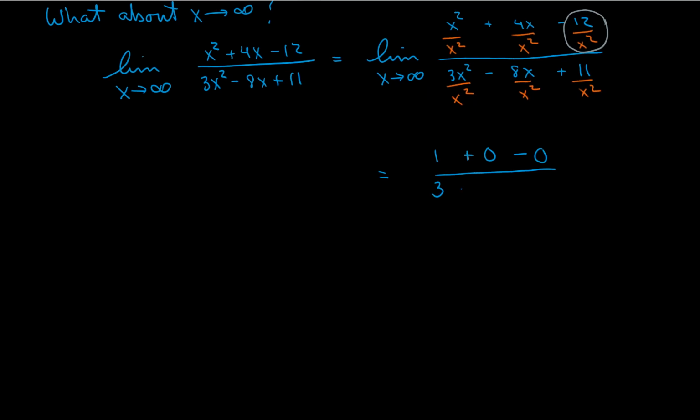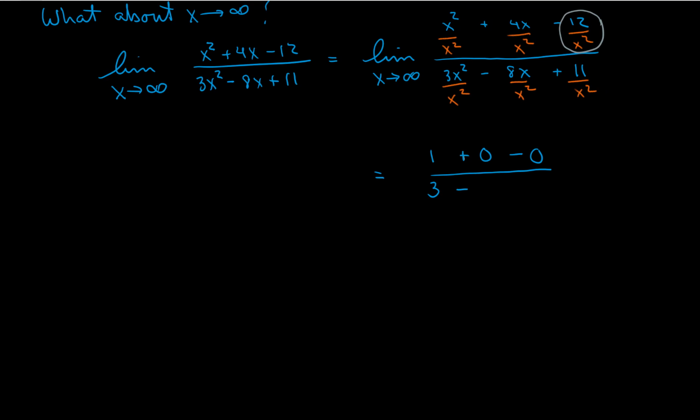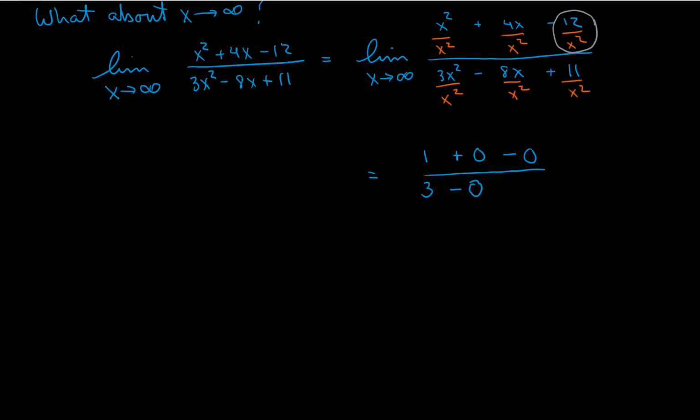For the second term, we have the 8x over x squared. You can cancel an x, so you have 8 over x. Now 8 over a million, 8 over a billion, 8 over a trillion is going to 0. Then for the third term, we have 11 over numbers that are getting really big. So 11 over something that's getting really big is 0, and this evaluates to be 1/3.